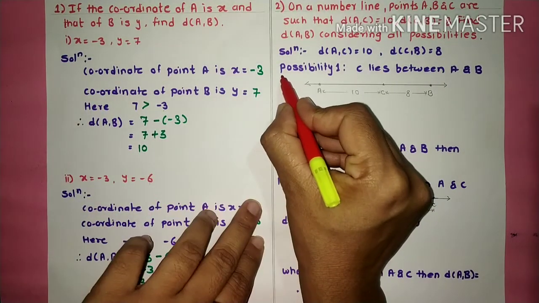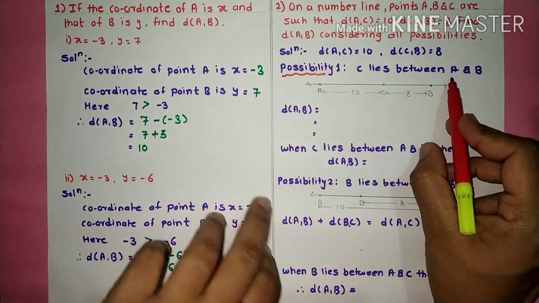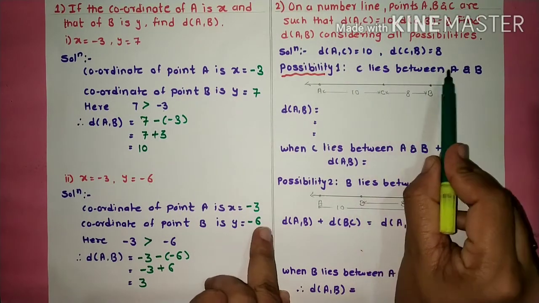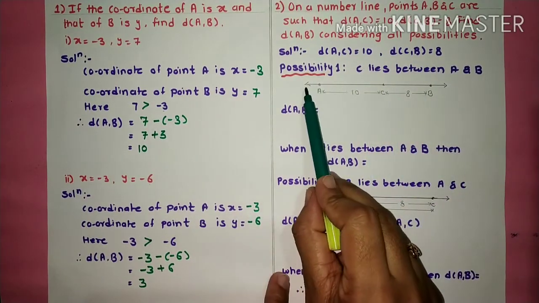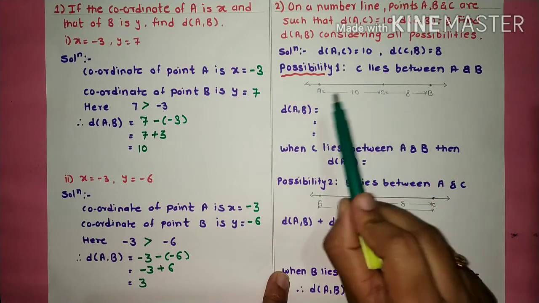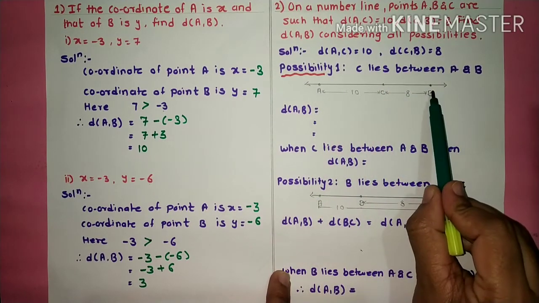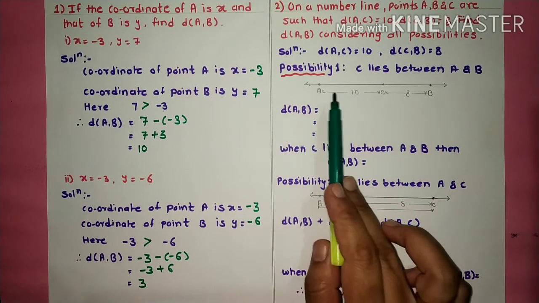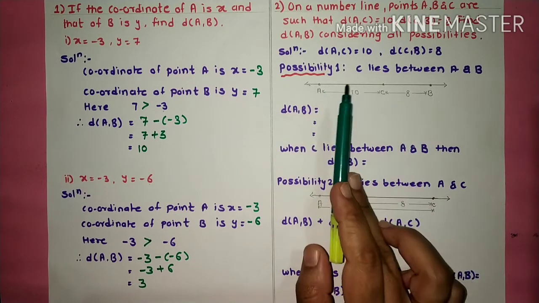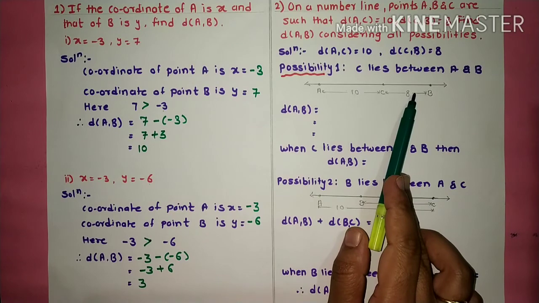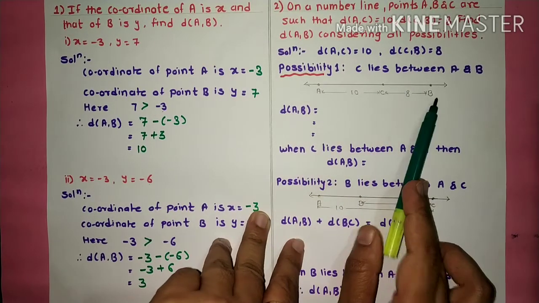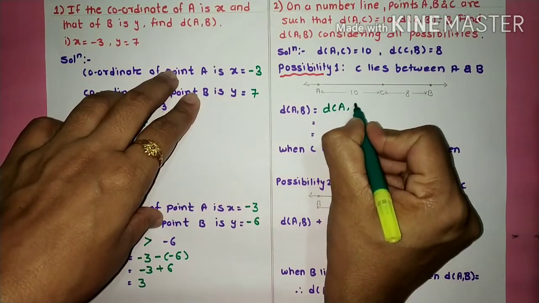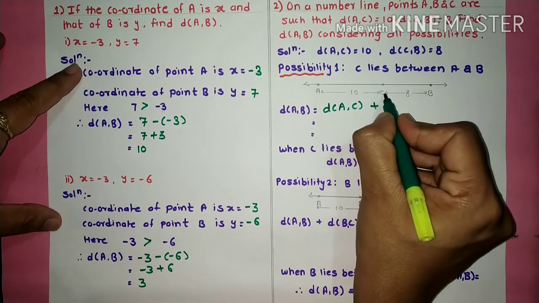First possibility is C lies between A and B. On that number line, C lies between point A and point B. Now we have to find distance AB. Distance AB is this distance plus this distance, means distance AB equal to distance AC plus distance CB.